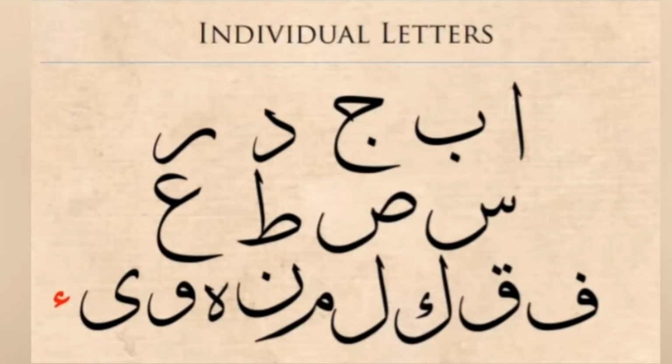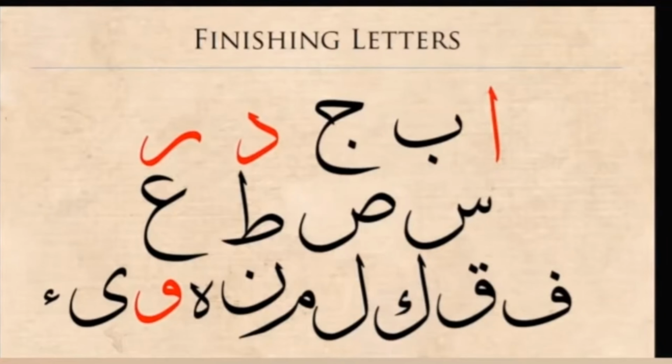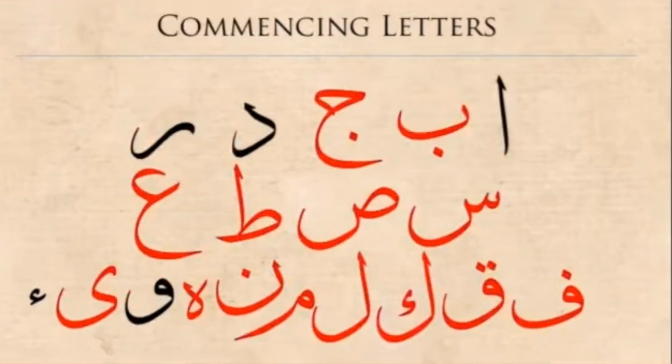Then we have finishing letters. Finishing letters can appear only at the end of a word or module. A module is a cluster of 2 or more letters. There are only 4 finishing letters: Alif, Dal, Ra, and Waw. Next we have commencing letters. Commencing letters can appear anywhere in a word or module. These include Ba, Jim, Sin, Swad, Ta, Ain, Fa, Qaf, Kaf, Lam, Mim, Noon, Ha, and Ya.